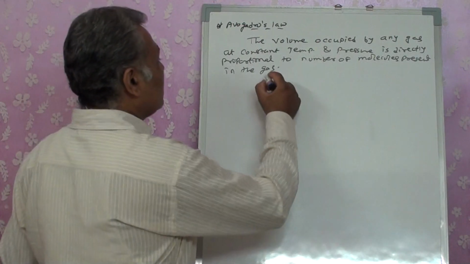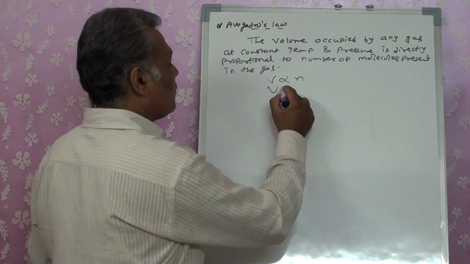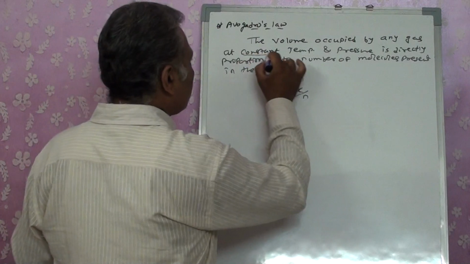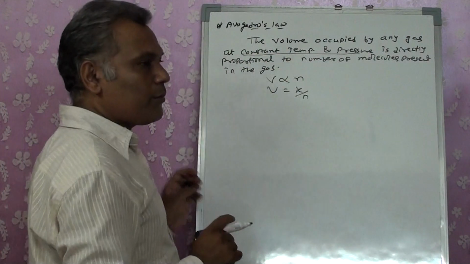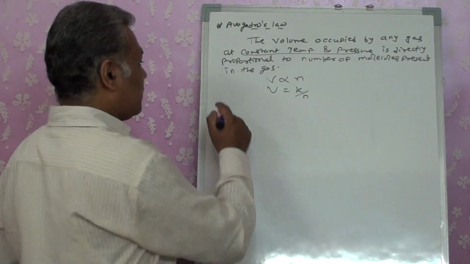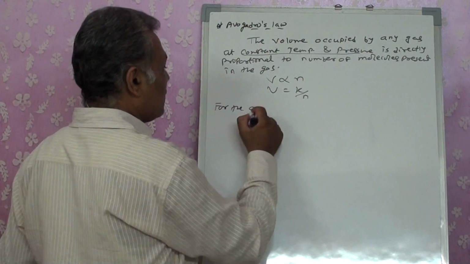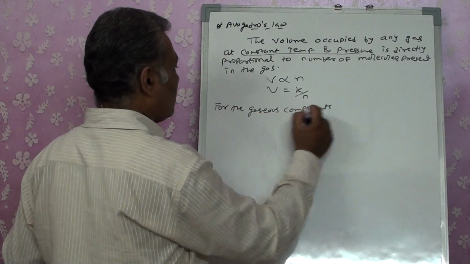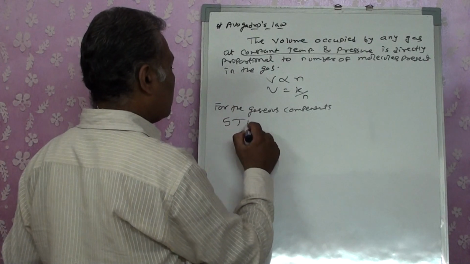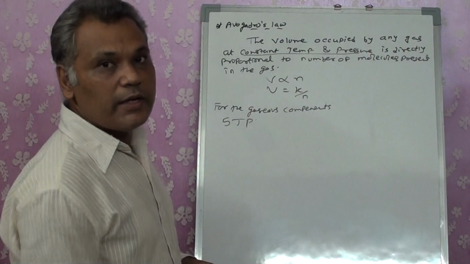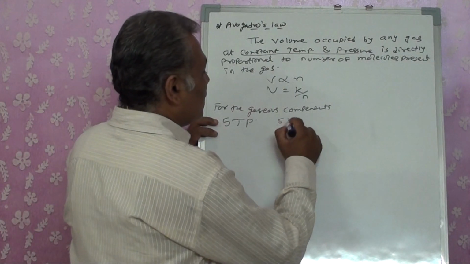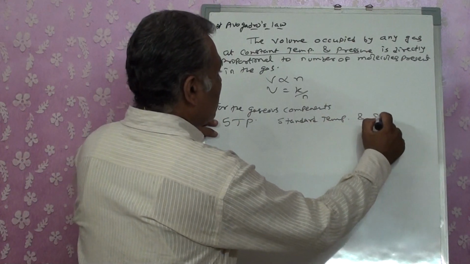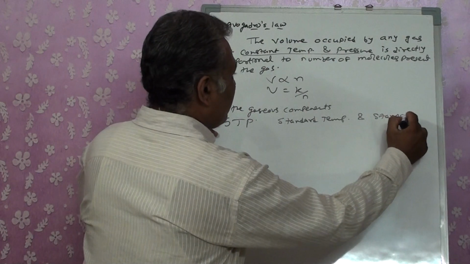So it is indicated as V is proportional to n. V is equal to K times n, right? Okay, but at the same time we want to understand the second term also. Constant temperature and pressure means what? For the gaseous components, we studied constant temperature and pressure in terms of STP. STP means what? Standard temperature and standard pressure.